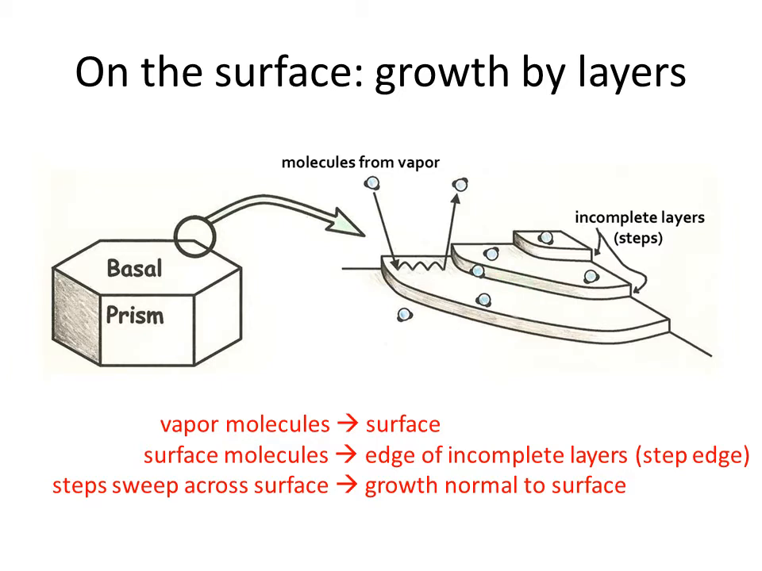This is the edge of an incomplete layer, also known as a step. And when it reaches that, it sticks. And so the boundary of this incomplete layer has moved a little bit. And as more and more molecules come down and stick there, the step sweeps across the surface. That is, the crystal gets thicker, it grows.